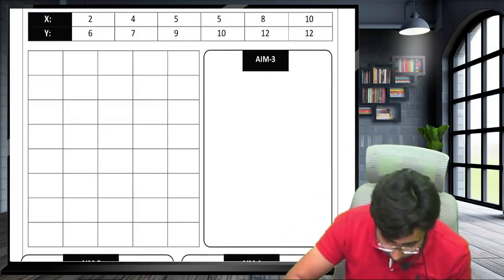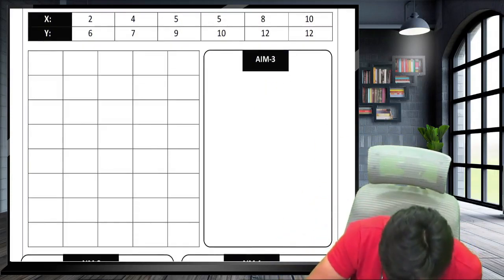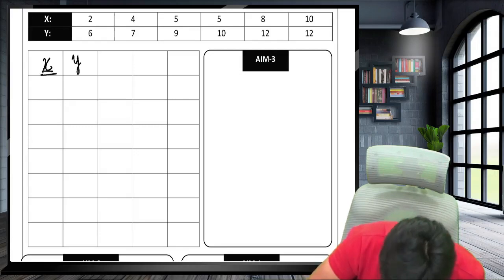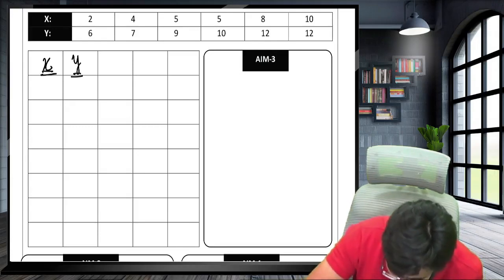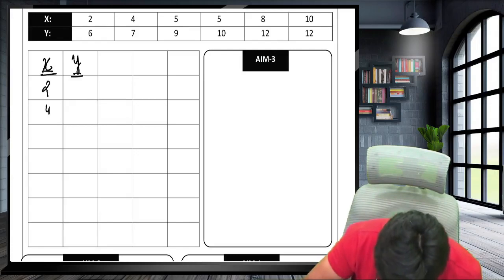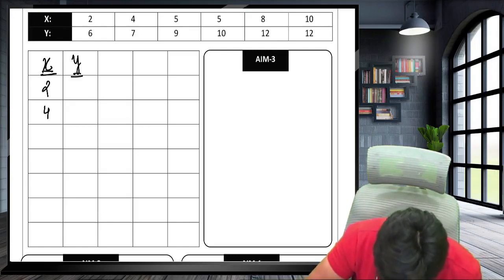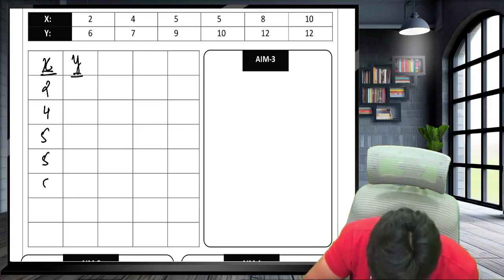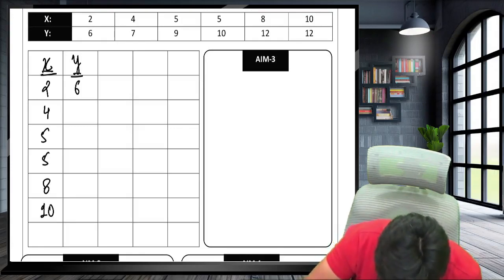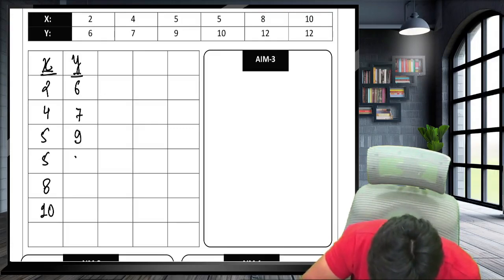Yes, first one. You have given us the observations. They are x: 2, 4, 5, 5, 8, 10. What is y? 6, 7, 9, 10, 12, 12.